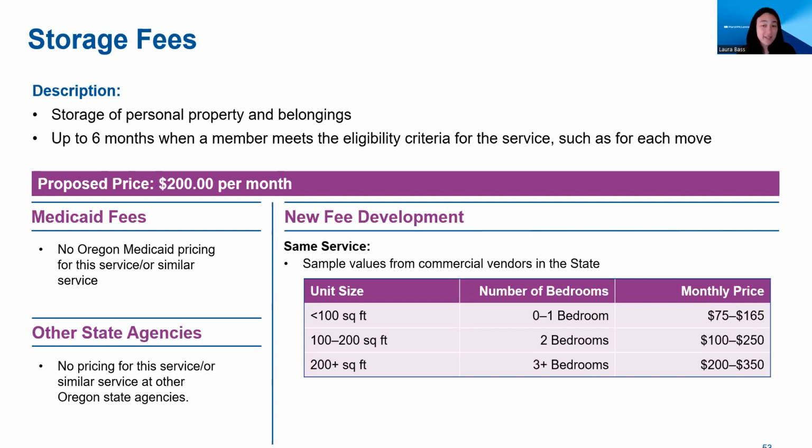So we conducted our own additional research, and we found many different types of storage facilities with rates varying significantly across the state and even in local areas. The size of the space seems to matter, as do various benefits like climate control, security features, and more. Ultimately, we're proposing a price of $200 per month, which we hope will cover the needs of members for all sorts of unit sizes, geographic locations, and storage facility features as necessary and appropriate for the situation.